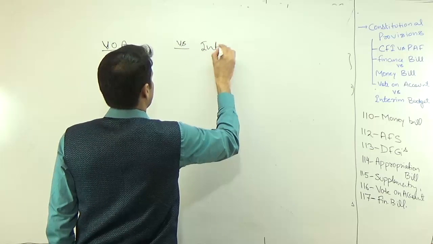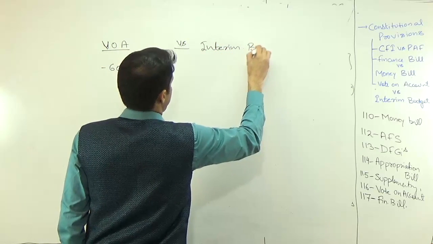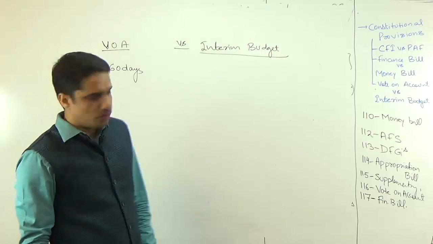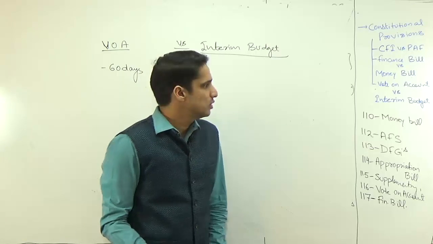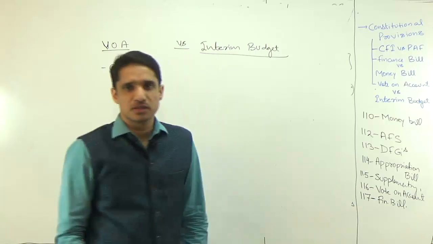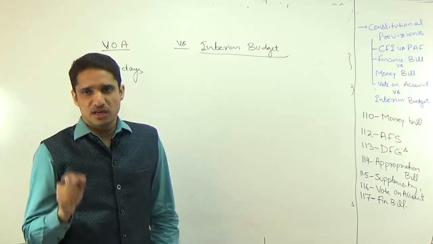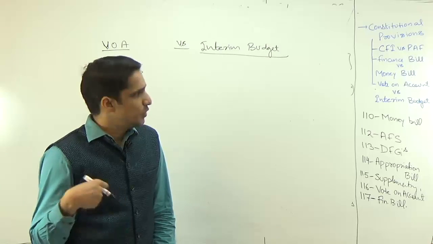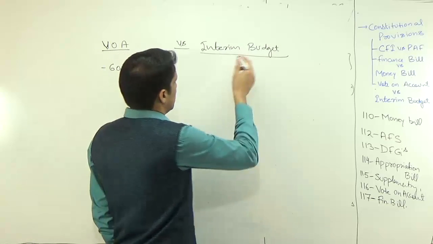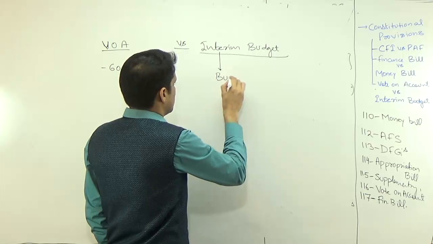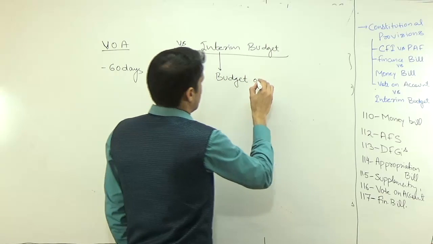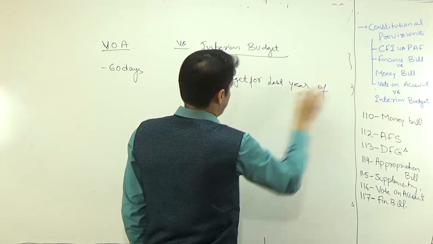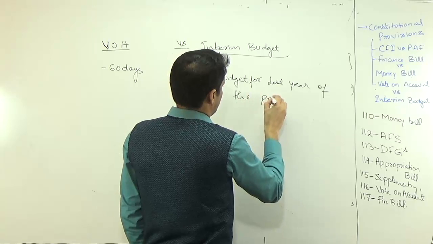And then we have interim budget. Article 116 is related to vote on account. And what is the article that is related to interim budget? The answer is no article. Nowhere in the Constitution has a word like interim budget been used. But very often it comes in the news that interim budget is nothing but the budget for the last year of the present government.